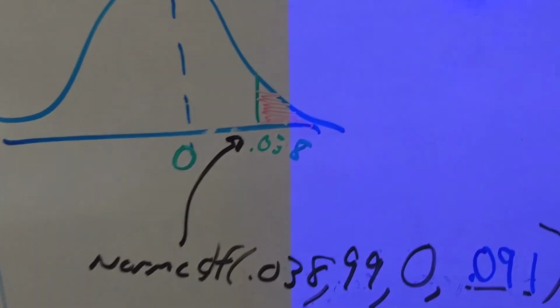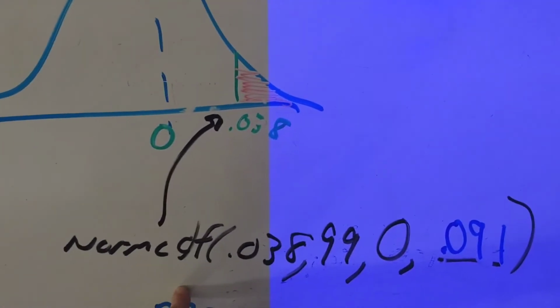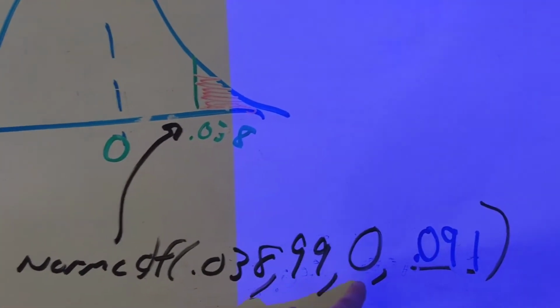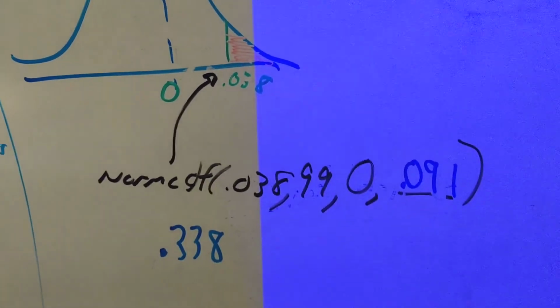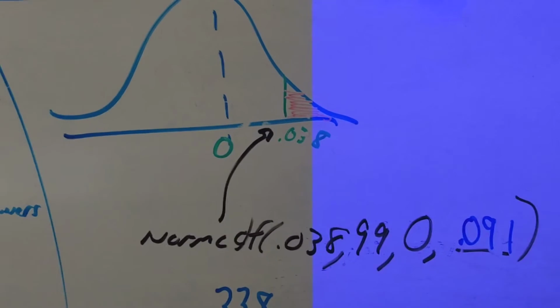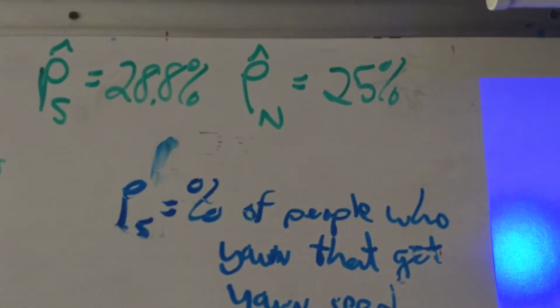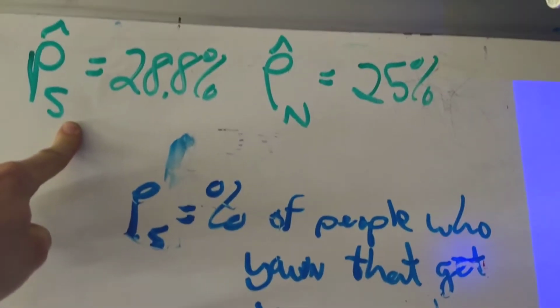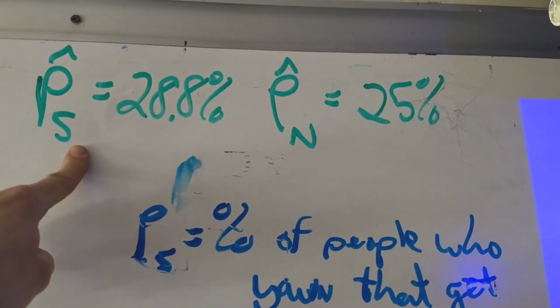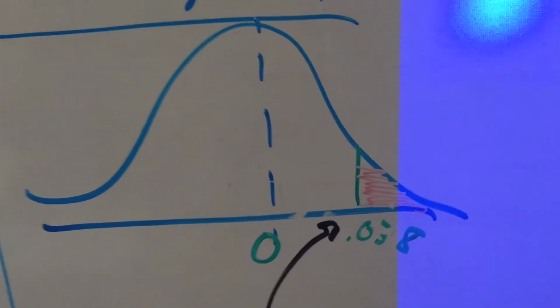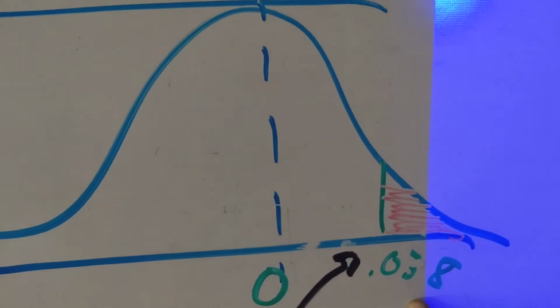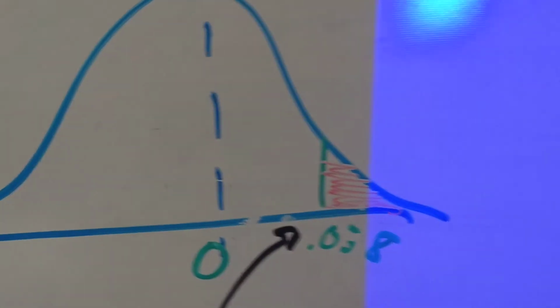And we're talking about proportion, so it's norm CDF, 0.038, 99, 0, 0.091. Well, let's talk about that. 0.091 is the kicker there. And for the record, in case you forgot, the percentage of people who yawned in the seed group was 28.8, and in the non-seed group was 25%. So we got a difference of 3.8. That's where that 3.8% came from. That's what we got. All right.